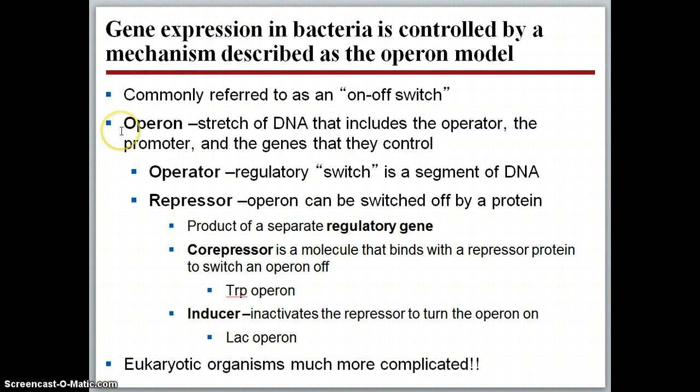So let's first talk about what an operon is. You can think about an operon kind of like a light switch. It's like an on-off switch for a gene. The operon is a stretch of DNA that will include the operator, the promoter, and any of the genes that they control. The operator is essentially the on-off switch. It's going to turn the gene on, it's going to turn the gene off. The promoter, if you remember from the transcription lesson, is where the RNA polymerase has to bind and start transcription. Then of course there's the gene that needs to be transcribed.